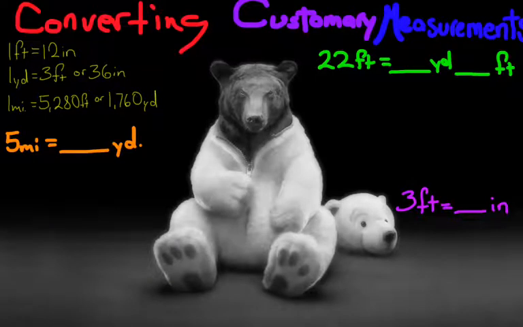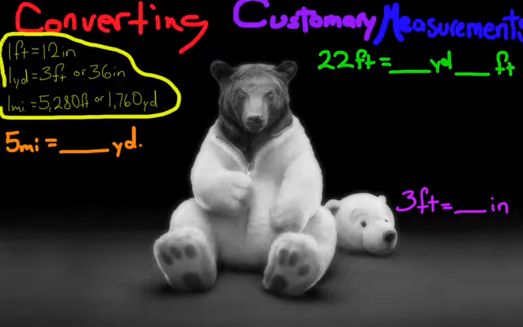Whenever you're converting customary measurements, you want to make sure and have your conversion numbers posted somewhere to help you remember. So we know 1 foot equals 12 inches, 1 yard equals 3 feet or 36 inches, and 1 mile equals 5,280 feet or 1,760 yards.